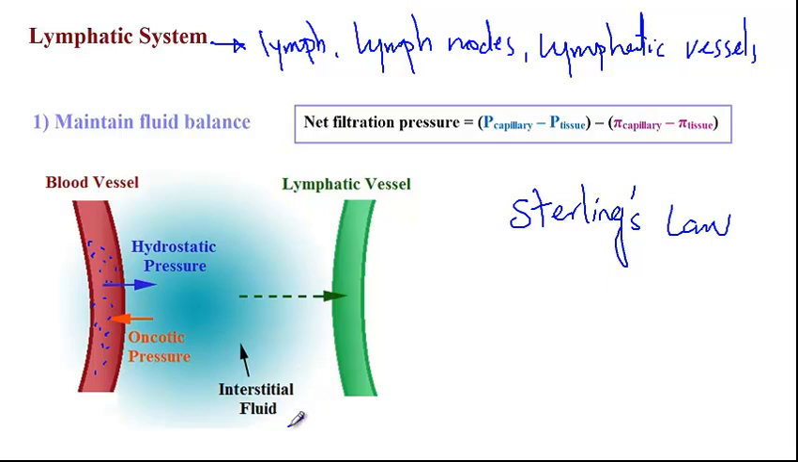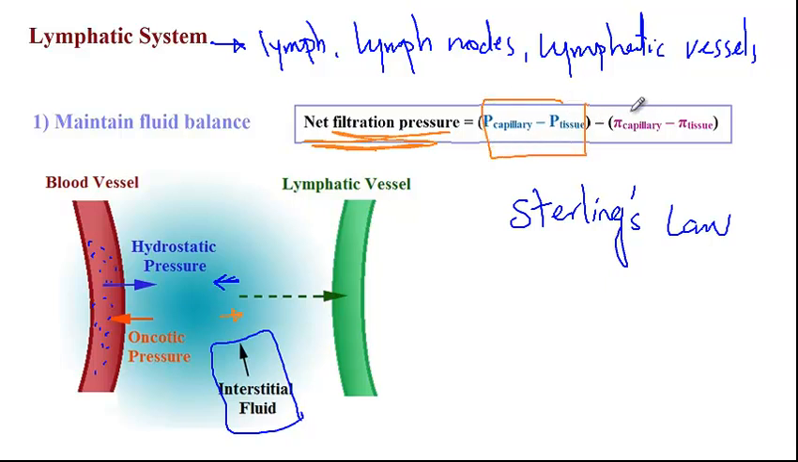At the same time, the interstitial fluid itself also has a hydrostatic pressure that is trying to push the fluid into the vessels, and an oncotic pressure that is trying to pull the fluid inside. As a consequence, the net filtration pressure is the hydrostatic pressure of the capillary minus the hydrostatic pressure of the tissue or interstitial fluid, and then this value minus, now we are talking about oncotic pressure, the oncotic pressure of the capillary minus the oncotic pressure of the tissue or interstitial fluid. So this equation will give you the net filtration pressure, and we are using the Starling law for coming to this conclusion.